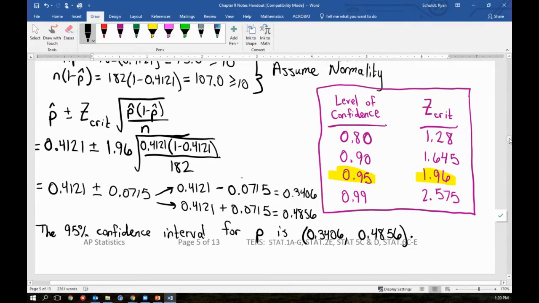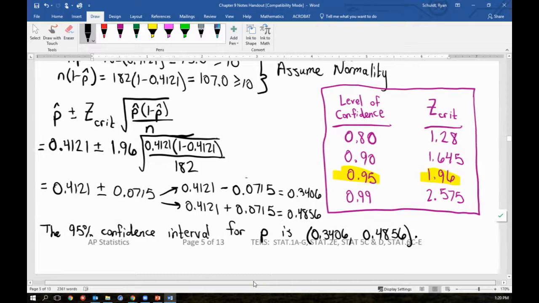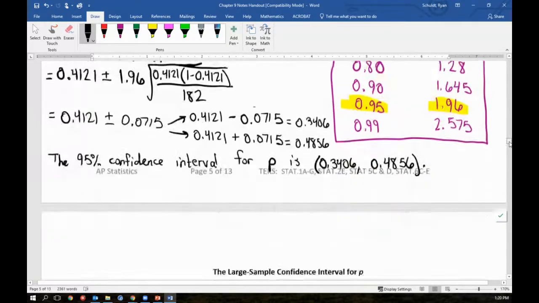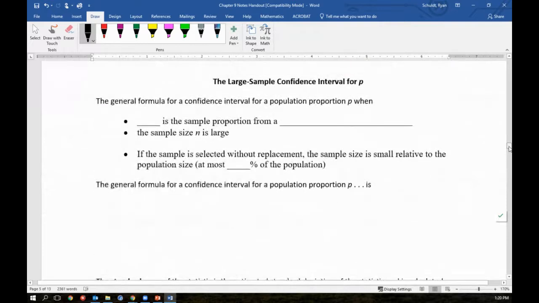Okay, the next page, there's not really too much to talk about PowerPoint-wise, so I'm just going to stay in the notes with y'all and go through those. And then I'll go back to the PowerPoint here in a second. We have a bunch of formulas, though, to talk about. So when we do large sample confidence intervals for P, of course, we're not going to be just dealing with 95% confidence. We could have a 90%, we could have 99%, 98%, whatever.